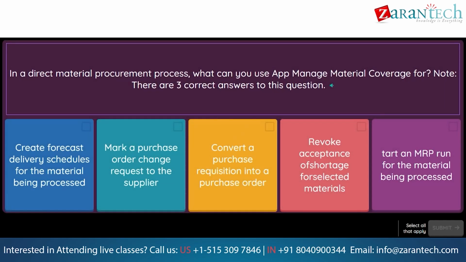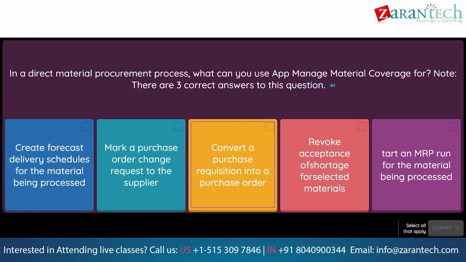Question: in a direct material procurement process, what can you use the Manage Material Coverage app for? Note: there are 3 correct answers to this question. Option 1, create forecast delivery schedules for the material being processed. Option 2, mark a purchase order change request to the supplier.